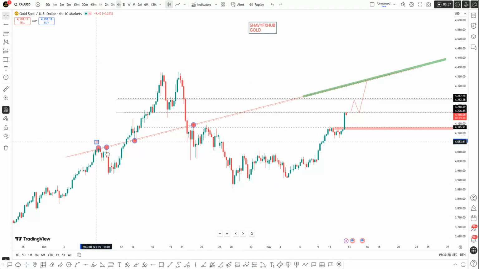Resistance becomes support on 4 hours. 1. Resistance becomes support 2, giving you an ascending trend line. ATL. Break of structure, retest.